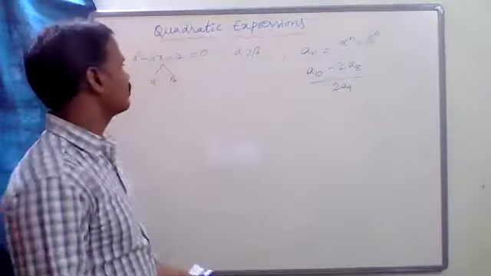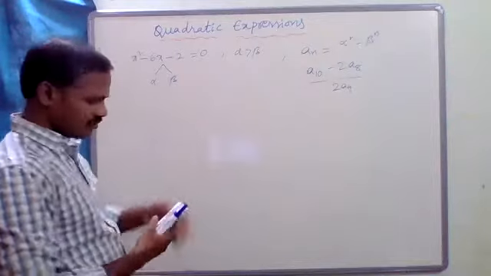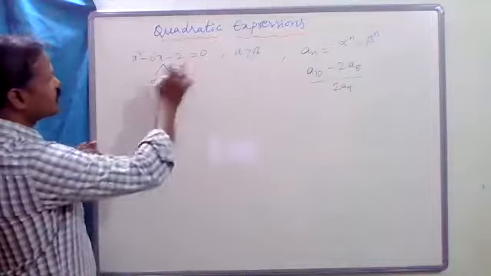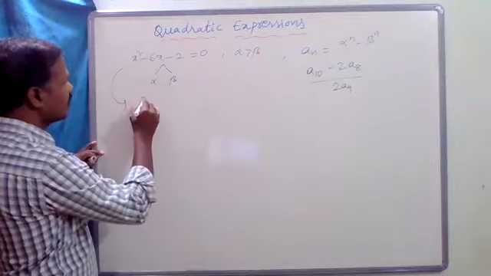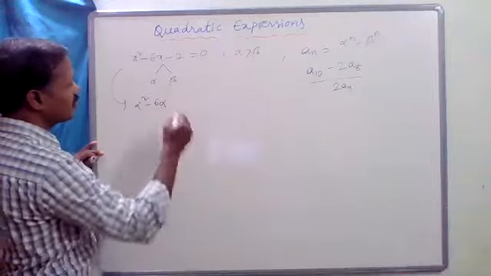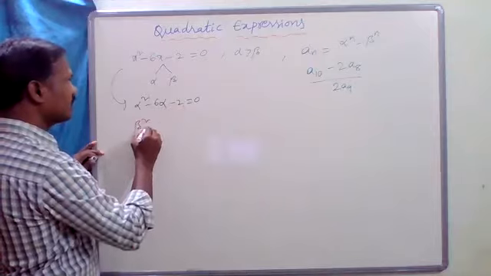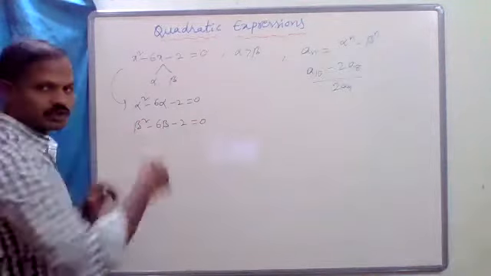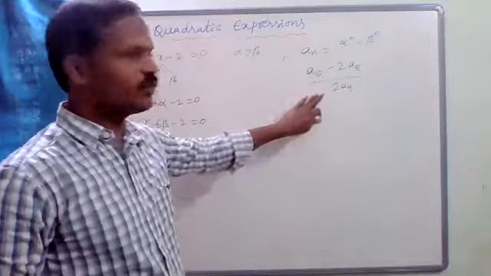Now, first of all, what is given? The roots are alpha and beta. So that means alpha square minus 6 alpha minus 2 equal to 0, and beta square minus 6 beta minus 2 equal to 0, because these two are roots. Now what we have to calculate? This expression we have to calculate.